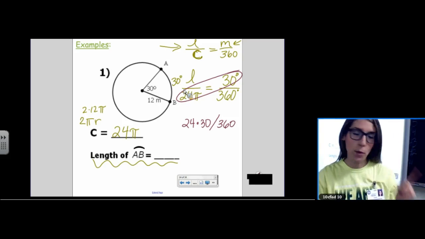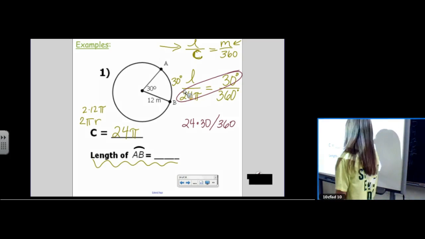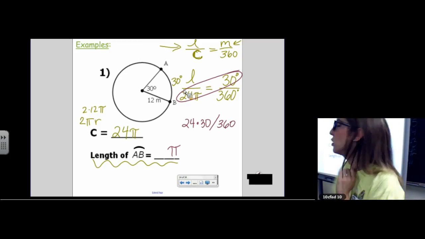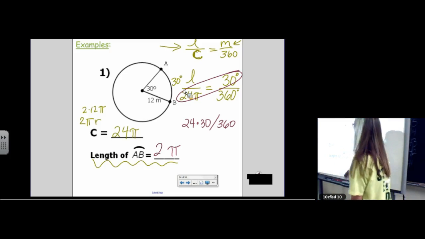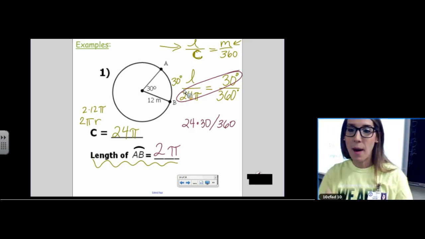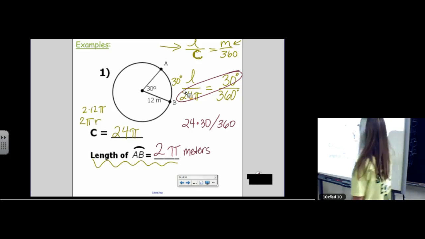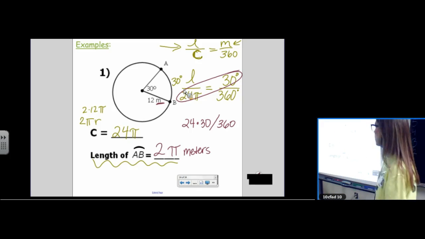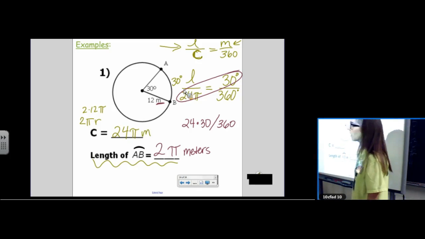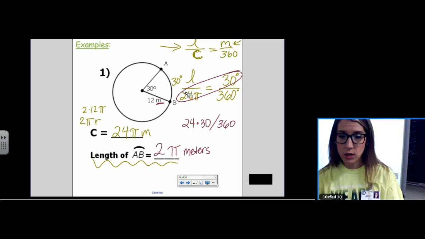So I want you to do 24 times 30 divided by 360. And then don't forget to multiply that by pi at the end. What did you get when you cross-multiplied? 2. So how long is AB? It is 2 pi meters. Because it is a length, we do have units there. Technically, this was meters as well, and I neglected to write that. So the length of AB is 2 pi meters.